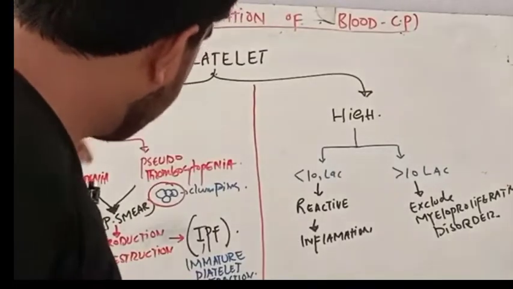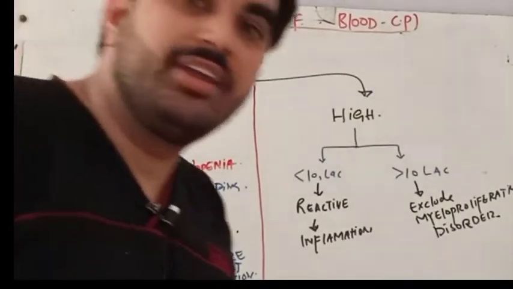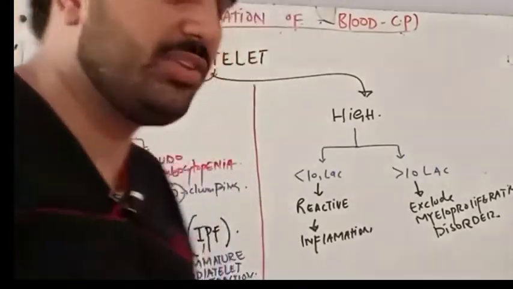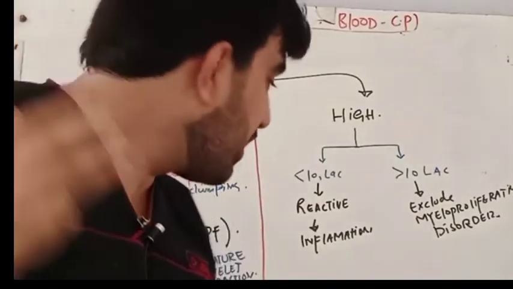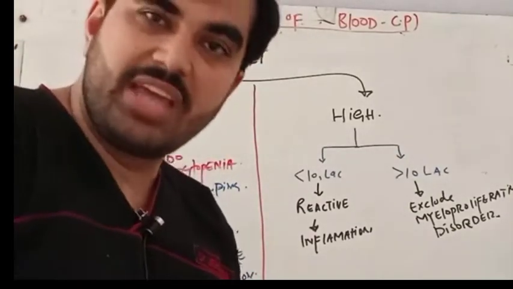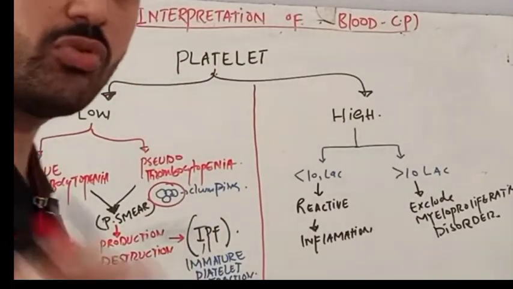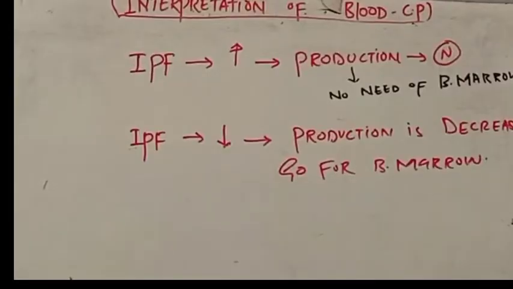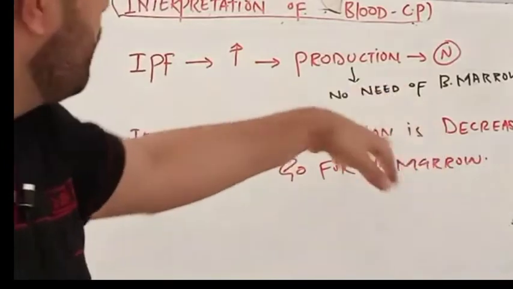But if there is increased destruction, you can think of ITP. You can think of splenomegaly. You can think of hypersplenism. You can think of PNH, paroxysmal nocturnal hemoglobinuria. But in that, there may be pancytopenia. But they can give you true thrombocytopenia. So if the IPF is high, it means production is normal.